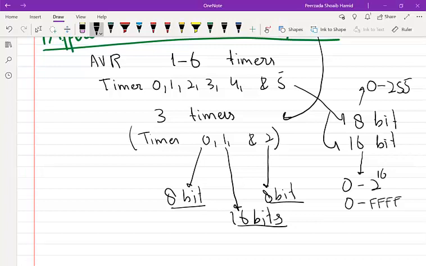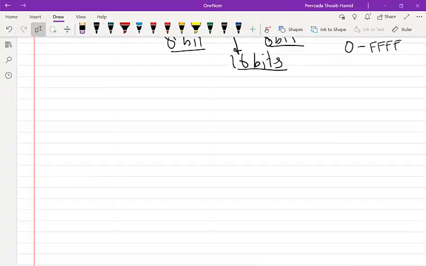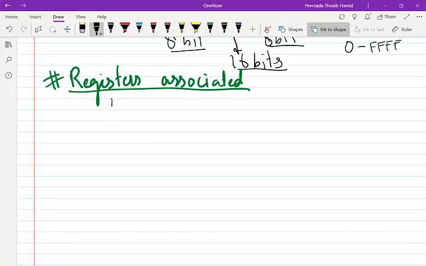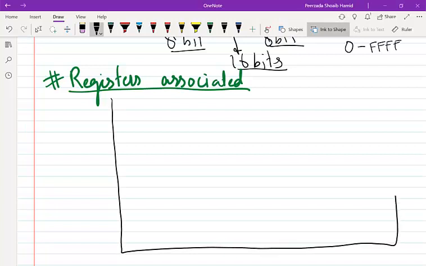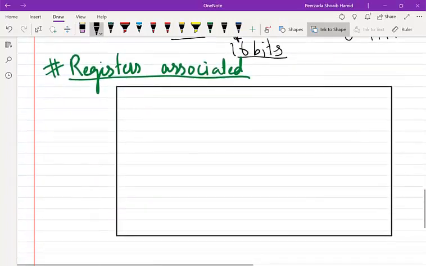Before discussing these timers, how they work and the programs associated with them, let us discuss the basic registers that are associated with each of these timers. So registers associated. I'll make a block. So now we have 3 timers. We have to discuss timer 0, timer 1 and timer 2.